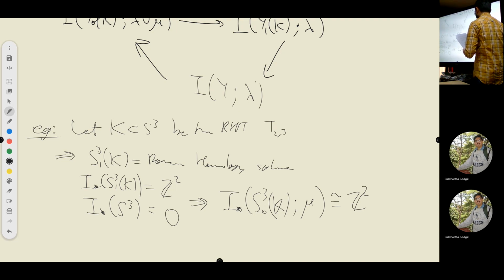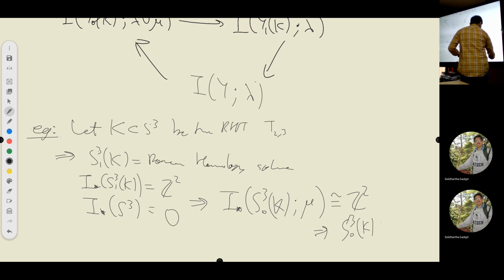And so, for instance, you can see that this implies that S3 zero of the trefoil is not homeomorphic to S2 times S1. This goes by the name of property R. Property R says that if you take a non-trivial knot and do zero framed surgery on it, you don't get S2 times S1. So in this particular case, this verifies property R for the trefoil.